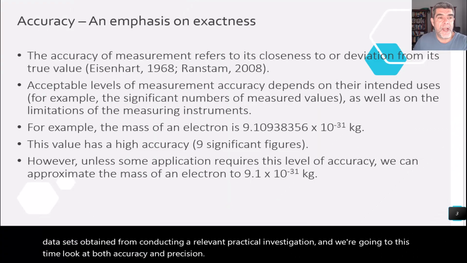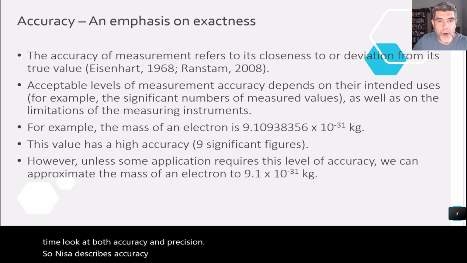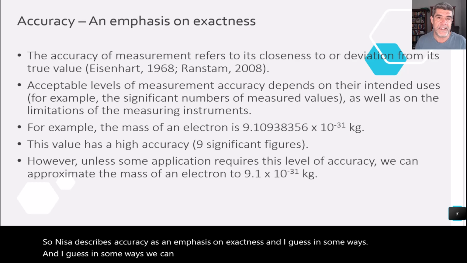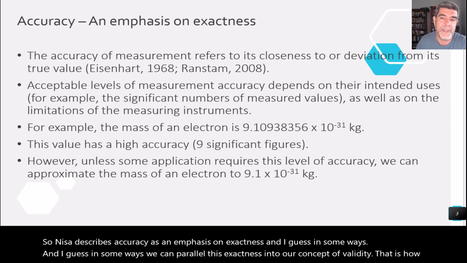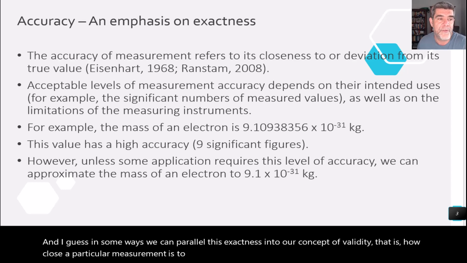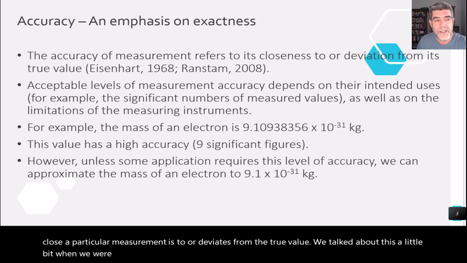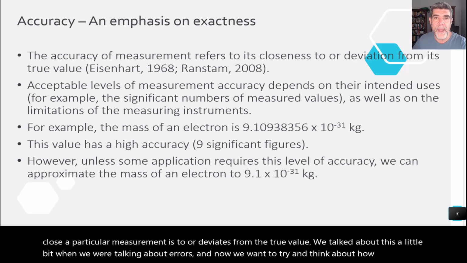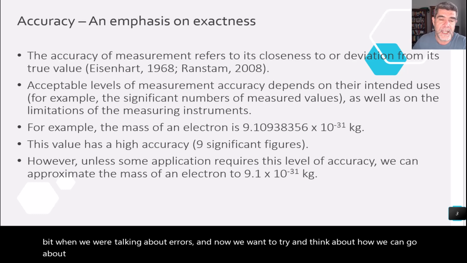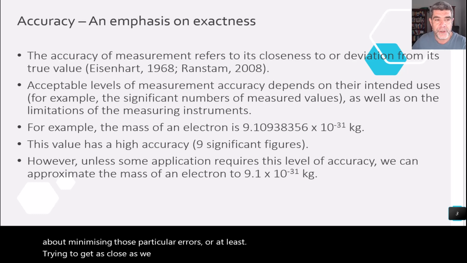So NESA describes accuracy as an emphasis on exactness. And I guess in some ways we can parallel this exactness into our concept of validity. That is, how close a particular measurement is to or deviates from the true value. We talked about this a little bit when we were talking about errors. And now we want to try and think about how we can go about minimizing those particular errors, or at least trying to get as close as we possibly can to the true value.